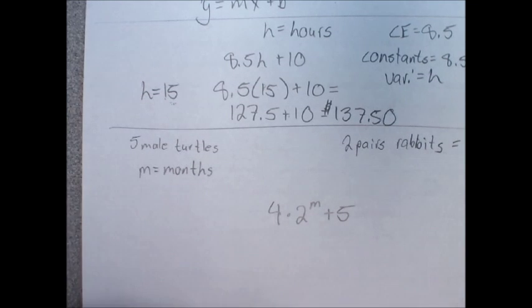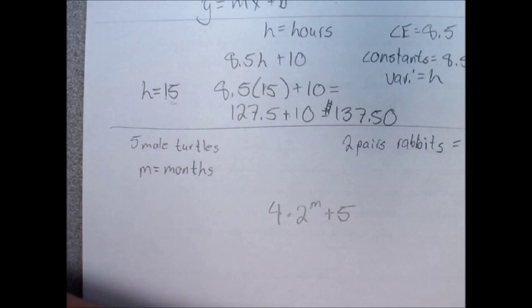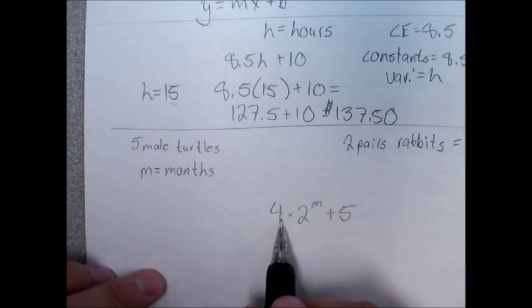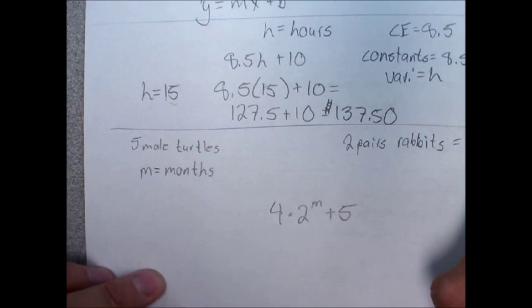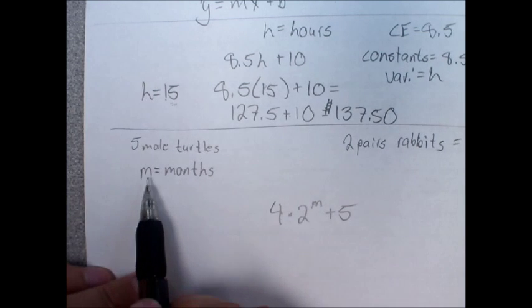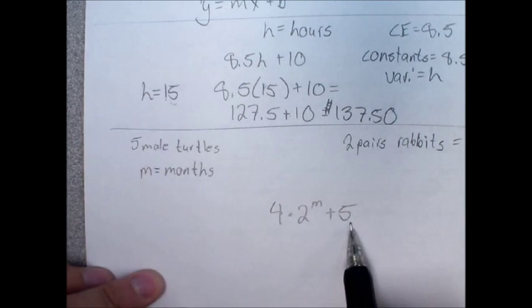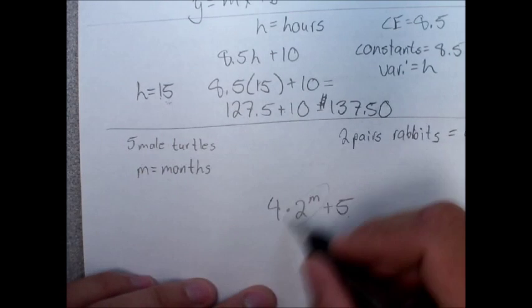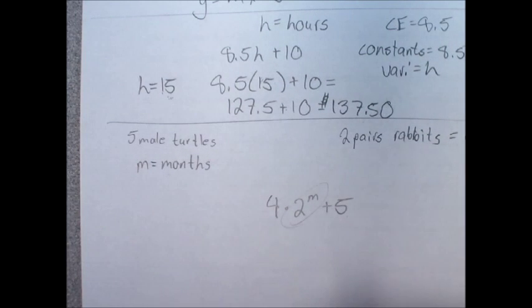Okay, so let's keep moving on. We're going to explain these things, right? So here's the question. What does each part of the expression mean in this situation? So we already established 4 stands for the number of initial rabbits. M stood for months, we wrote that down. We had 5 male turtles. So we need to figure out what this stands for. What does the 2 stand for, do you think?